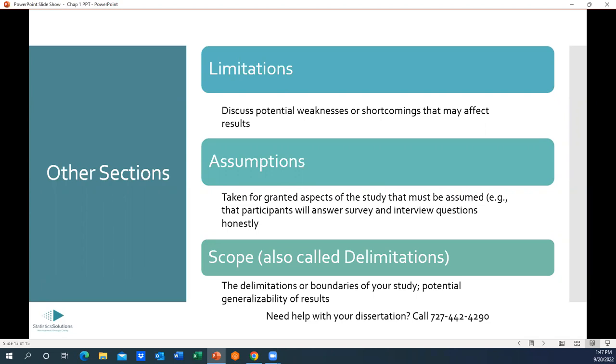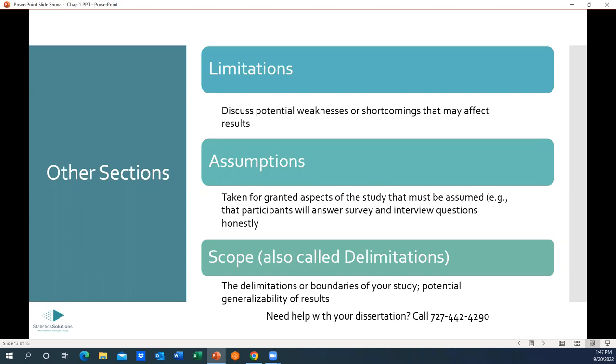Qualitative studies, limitations sometimes involve if you're too close to the study, or you're a teacher and you're doing an education study, right? It's something that you're involved in. Sometimes with qualitative studies, it's always a potential limitation that you're too close. It's hard to be objective.